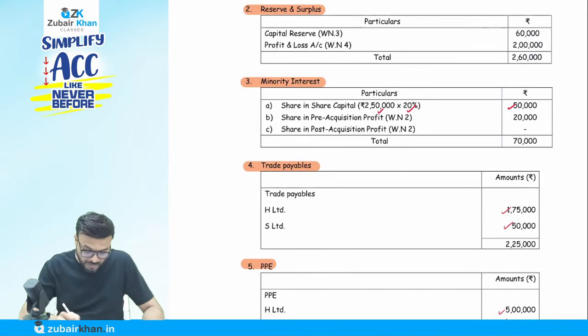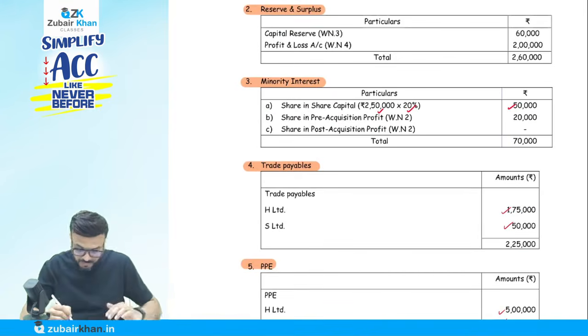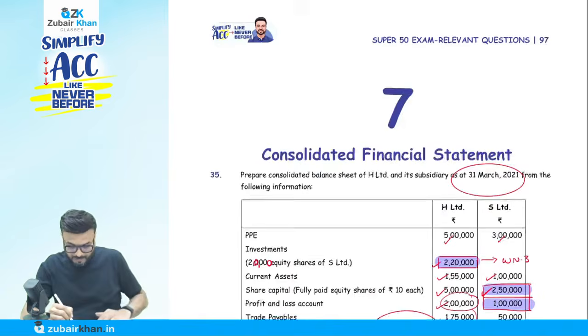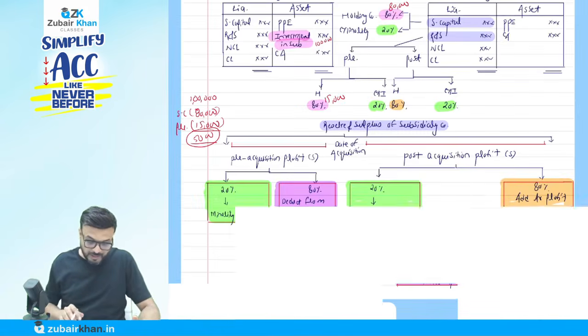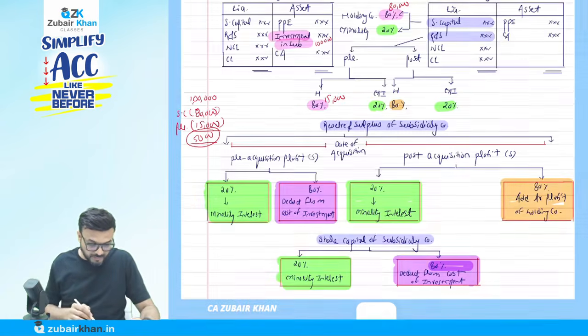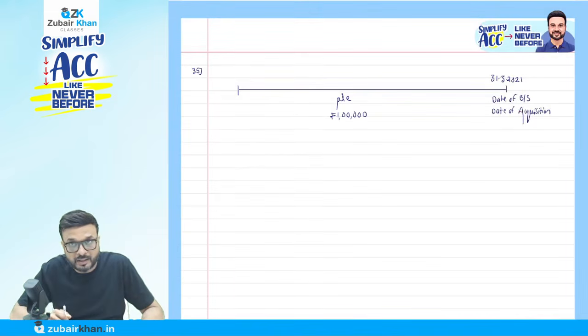Then we have the pre- and post-acquisition profit. Here the profit is 1 lakh. But what is the date of acquisition? The date of acquisition is the same as the date of the balance sheet. We are preparing the balance sheet today and we acquire the shares today, so all the profit of the subsidiary company is only pre-acquisition.